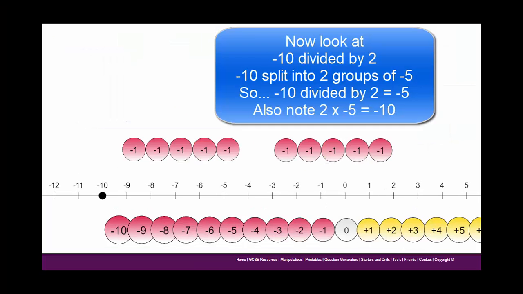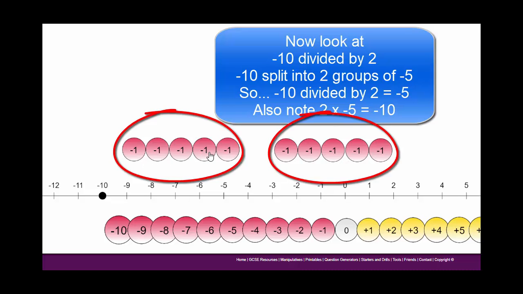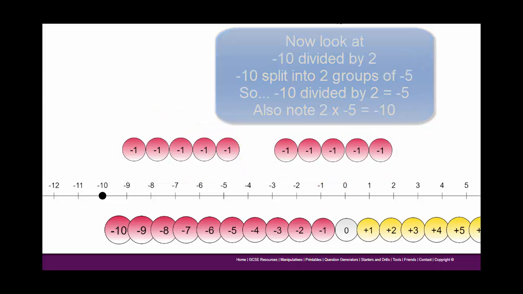Let's look at negative 10 divided by 2. If I have negative 10, I divide it into two equal groups. Each group has negative 5. So negative 10 divided by 2 is equal to negative 5.